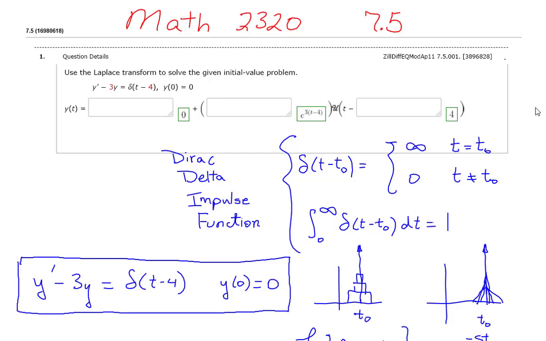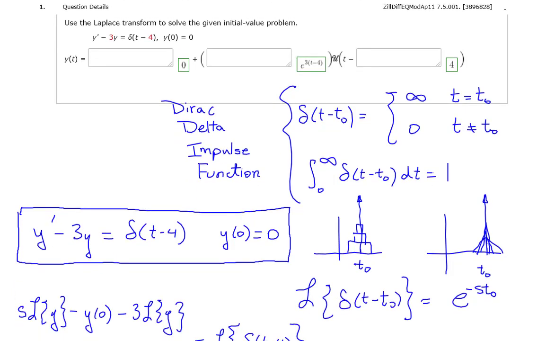Welcome to Math 2320. This is section 7.5. The main focus here is the Dirac delta function, or the impulse function. It's a little strange when you first see this, so let's talk about this thing slowly.